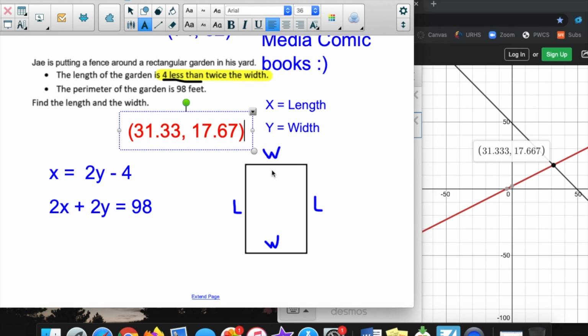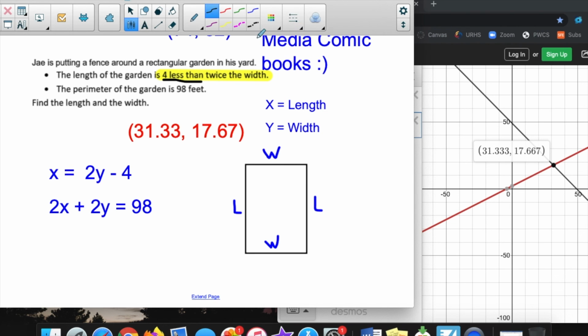Okay, so again, what does that mean? Tying it together with my variables. That's why I like to do this first, so I always have this to refer back to. So 31.33, that would be the length, because that's my x value in my ordered pair, and 17.67 is my width, or the y value. So the garden is this long and this wide.